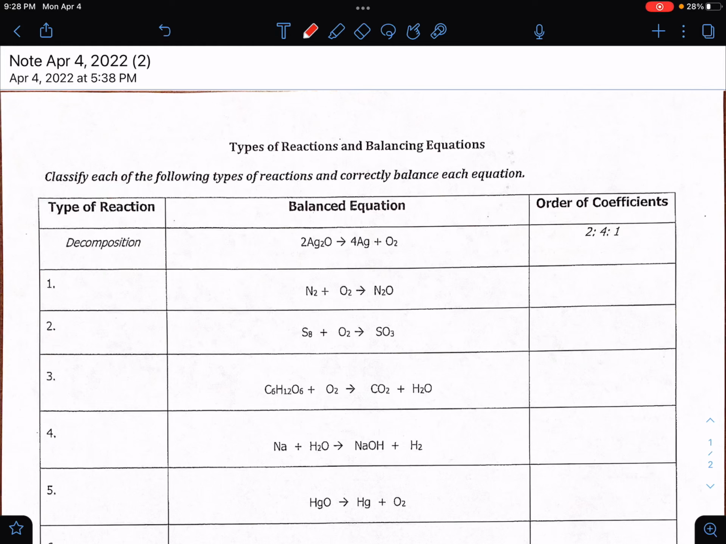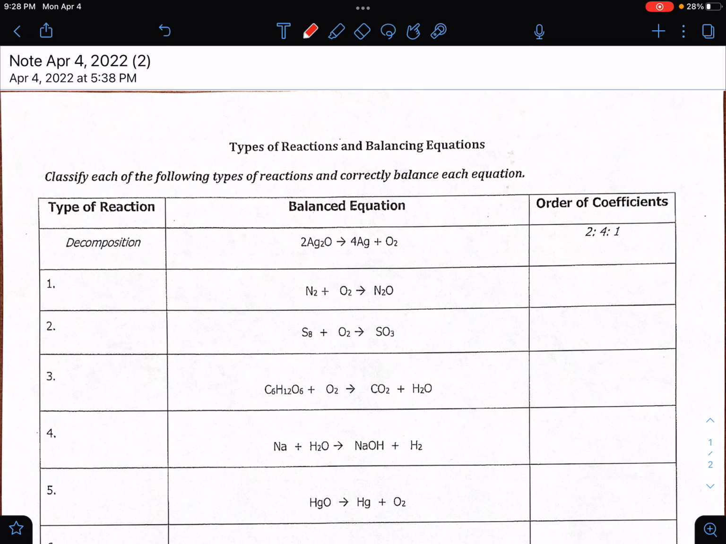All right, so I wanted to do some examples just from the homework over types of reactions and balancing, just to kind of give you a little more help. So let's start with number one. What we're doing is we're telling what type of reaction it is, and then we're going to go ahead and balance it and tell our order of coefficients. So let's just take a look and see what's going on.